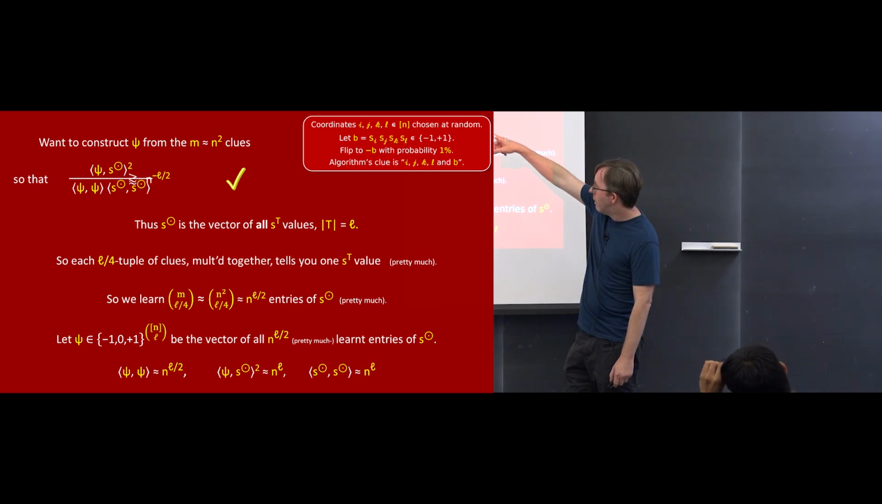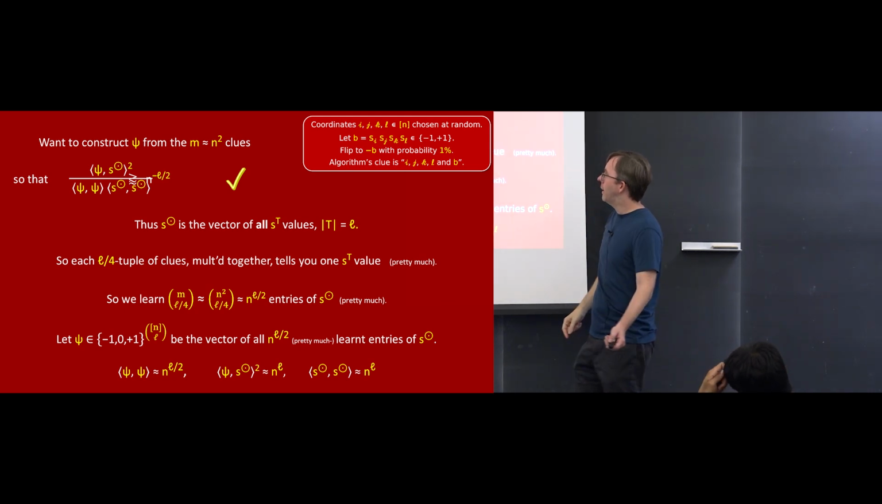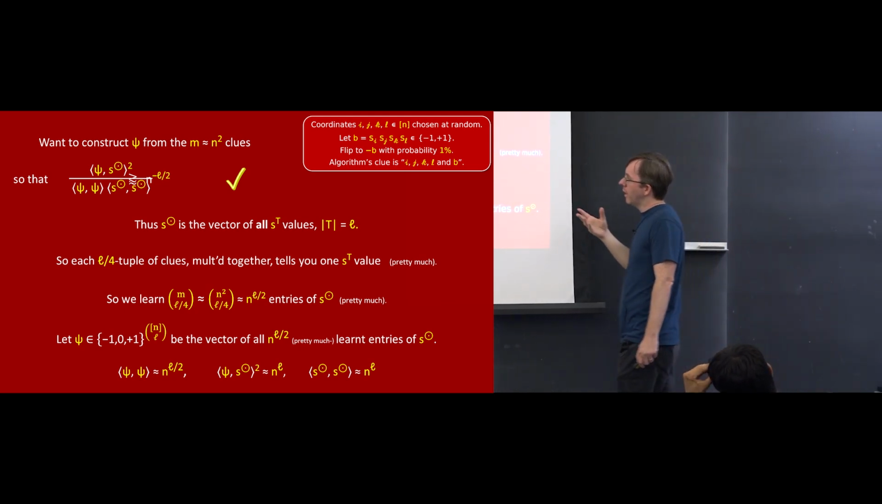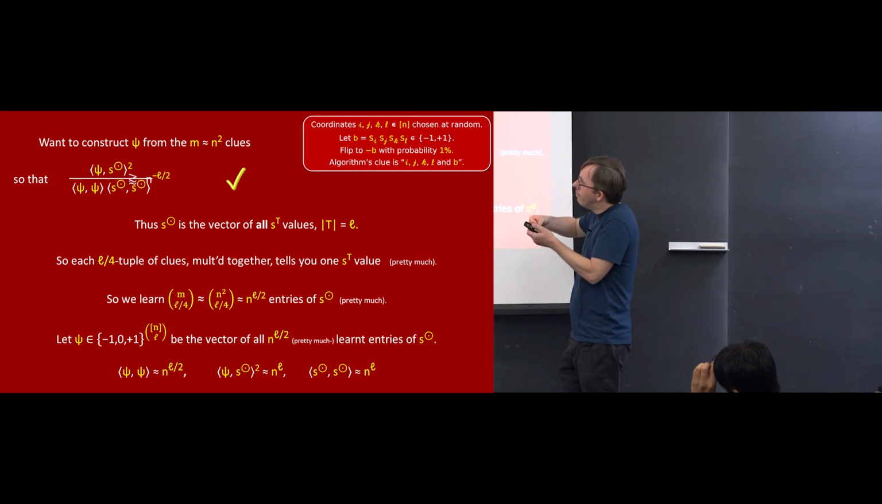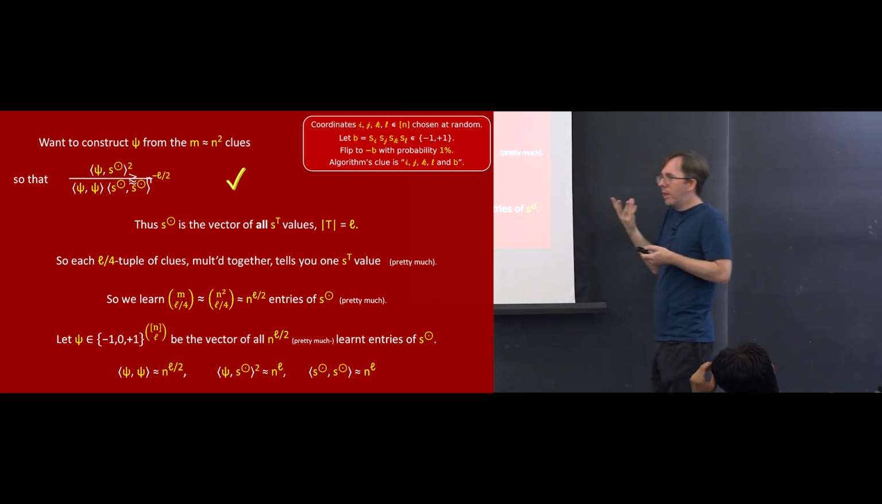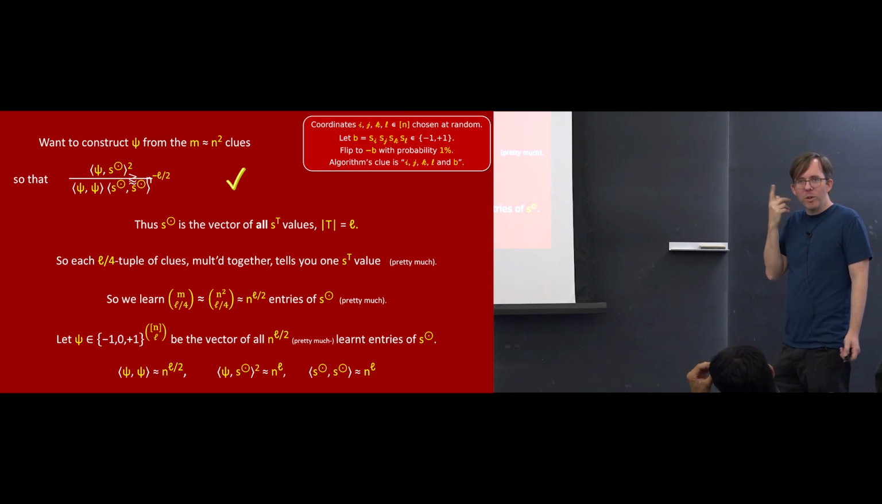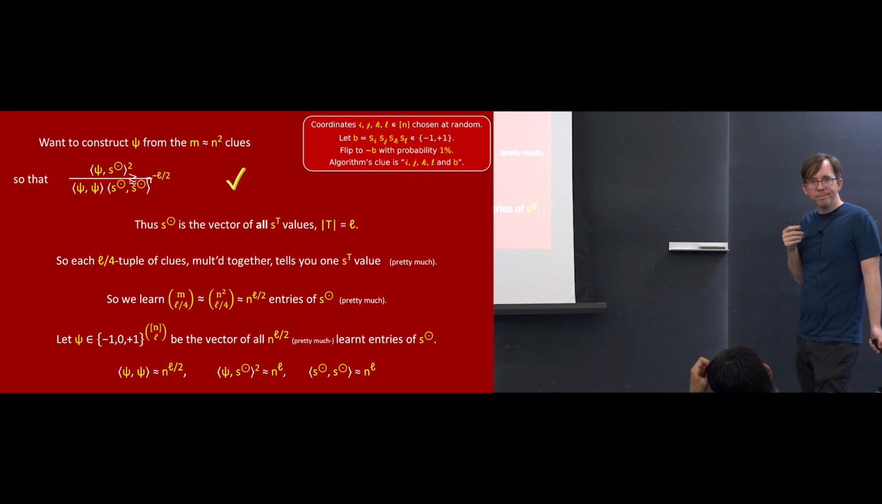You get n to the L in the numerator and n to the 3/2 L in the denominator. Maybe even the exact calculations are not so important, but the point is that you can take the clues and learn, or approximately learn, some of the entries of this S dot thing. So you get a little bit of overlap with the biggest eigenvector, or a proxy for it. And that somehow really helps the quantum algorithm in a way that it doesn't seemingly help the classical algorithm.